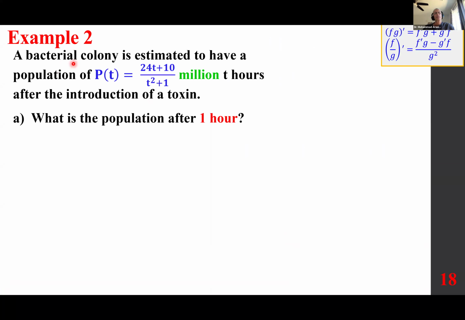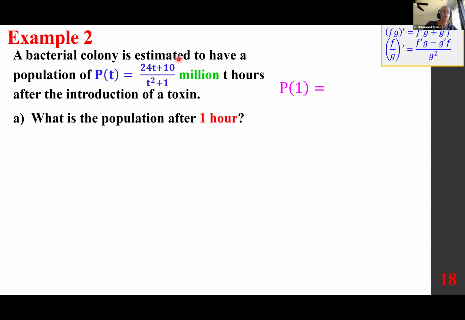A bacterial colony is estimated to have a population of P of t equals (24t plus 10) over (t squared plus 1) million, t hours after the introduction of a toxin. What is the population after 1 hour? This is elementary algebra. Simply put, plug in number 1.